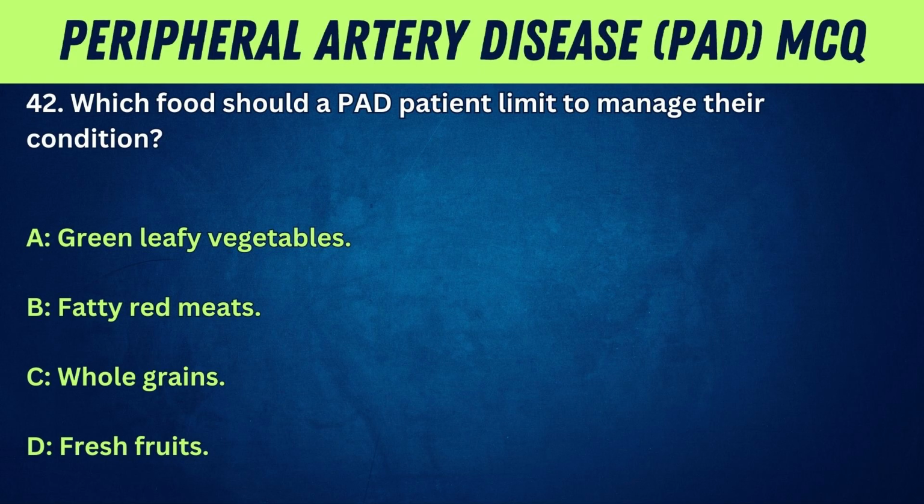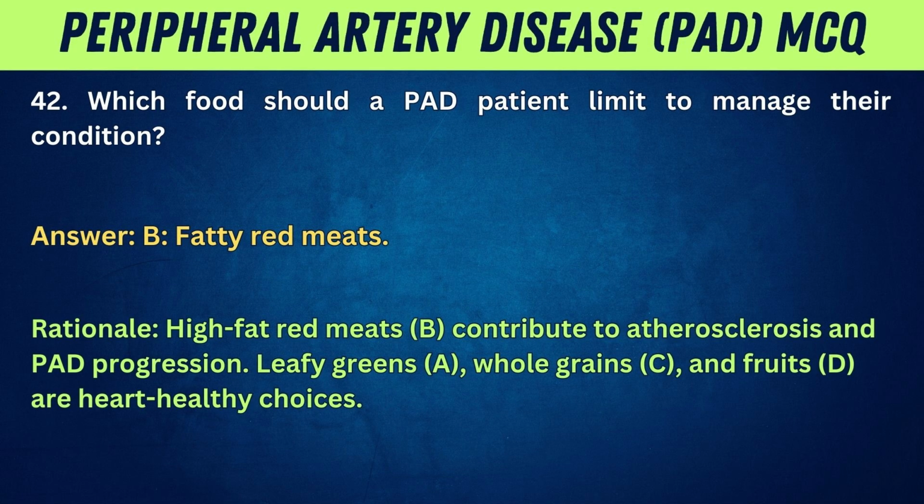42. Which food should a PAD patient limit to manage their condition? A. Green leafy vegetables. B. Fatty red meats. C. Whole grains. D. Fresh fruits. Answer: B. Fatty red meats. Rationale: high-fat red meats, B, contribute to atherosclerosis and PAD progression. Leafy greens, A, whole grains, C, and fruits, D, are heart-healthy choices.